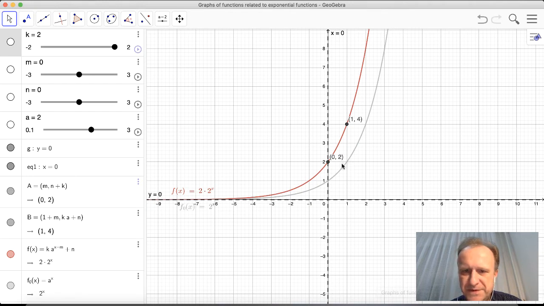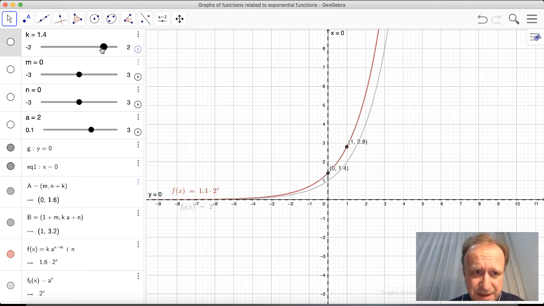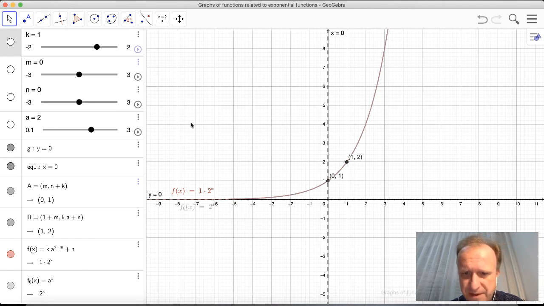So what happens? Well, the entire graph of the original function is scaled in the vertical direction by the scale factor of 2. You can see it. If k was greater, say 3 or something, it would be scaled vertically by a factor of 3, and so on. Now, let me get back to the original value of k equal 1.